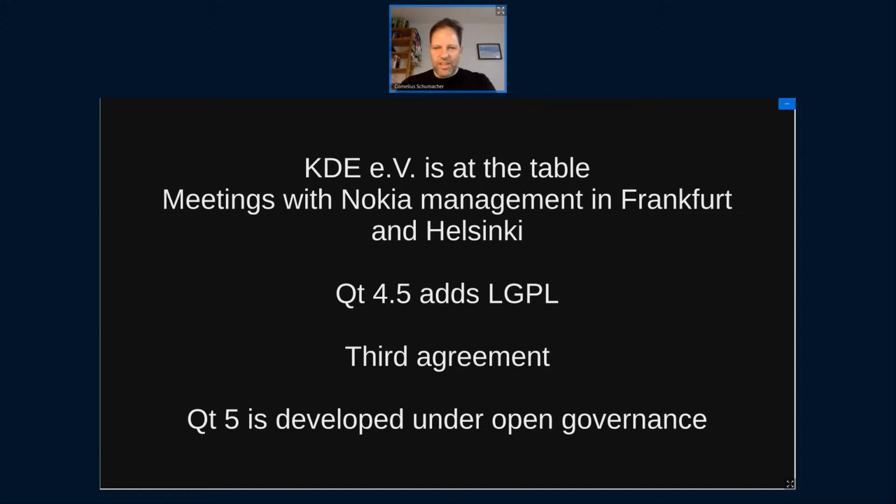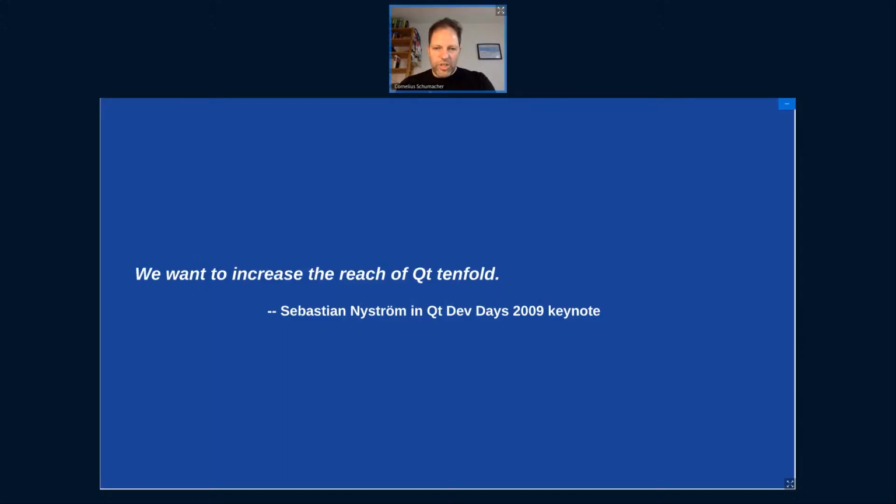But the great thing was we discussed these things on eye level because it was clear that the agreement was in place and it would stay in place, and that we would have to talk about how we do the best with that for the communities. Nokia also added the LGPL. There was a third agreement to reflect the changes, and Qt 5 then was developed under open governance when Nokia opened Qt to contributions of more people. They were quite ambitious. Sebastian Nyström, who was running the Qt part of Nokia at that time, said in the keynote on the Qt Dev Days in 2009 that they wanted to increase the reach of Qt tenfold. And that's something clearly you can't do without the community outreach.